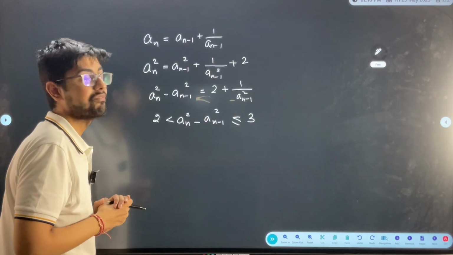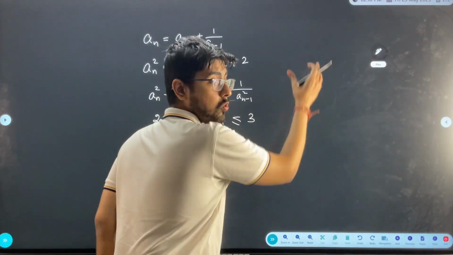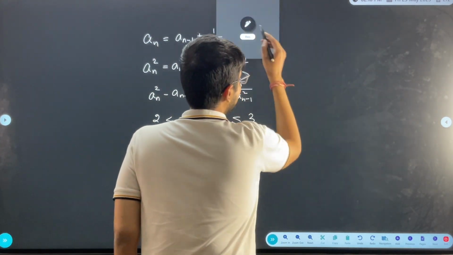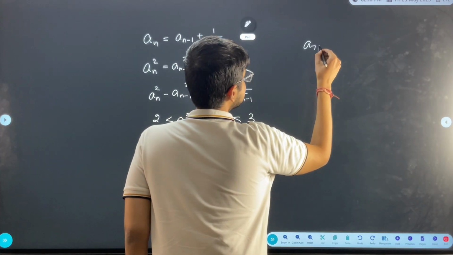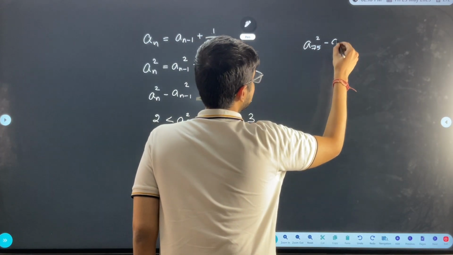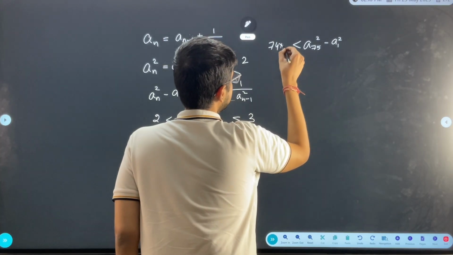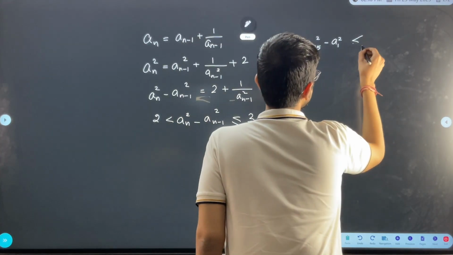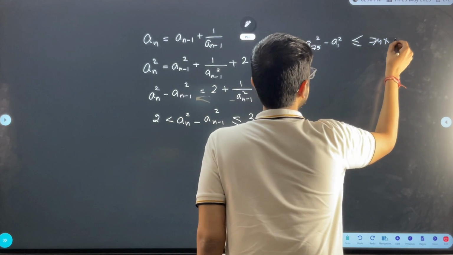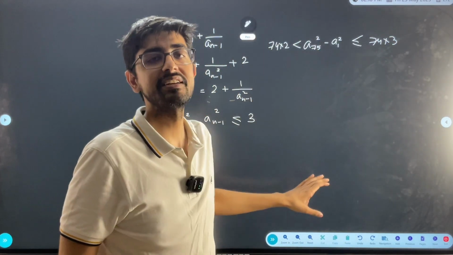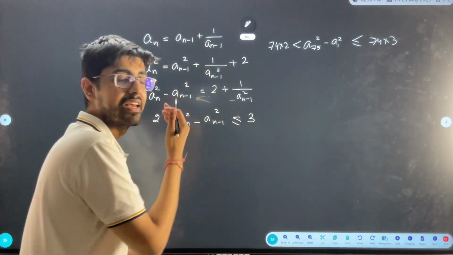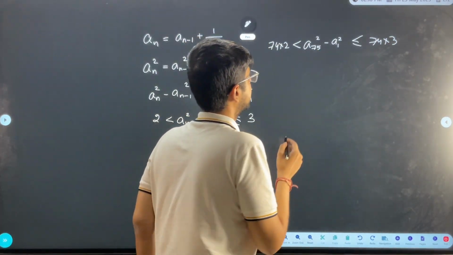So once we have this with us, we can do the telescopic series and say that a75 square minus a1 square is greater than 74 into 2 and less than or equal to 74 into 3, because we have listed it down 74 times, as we saw in the previous case.